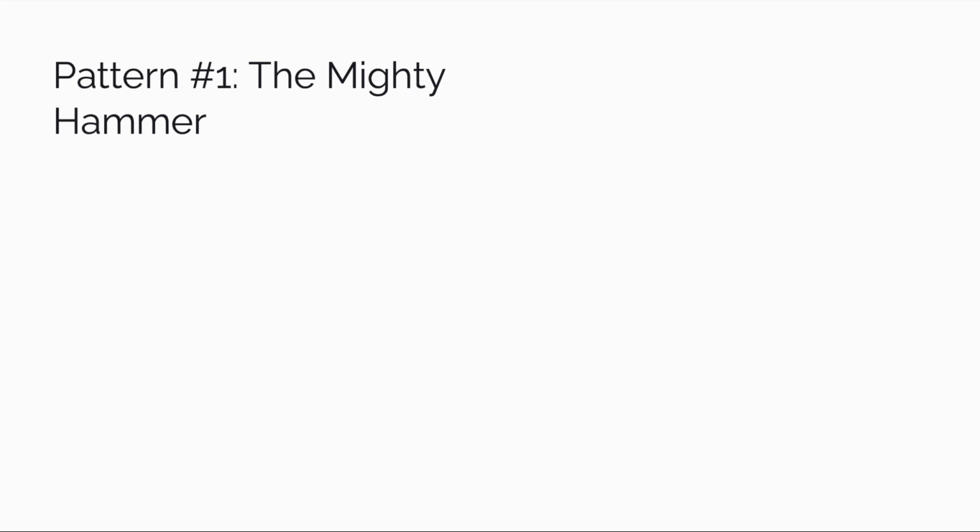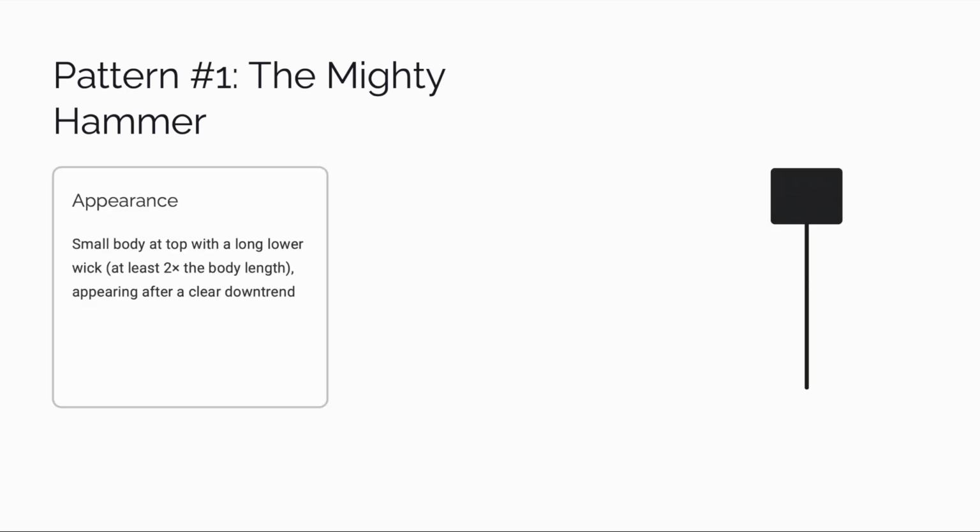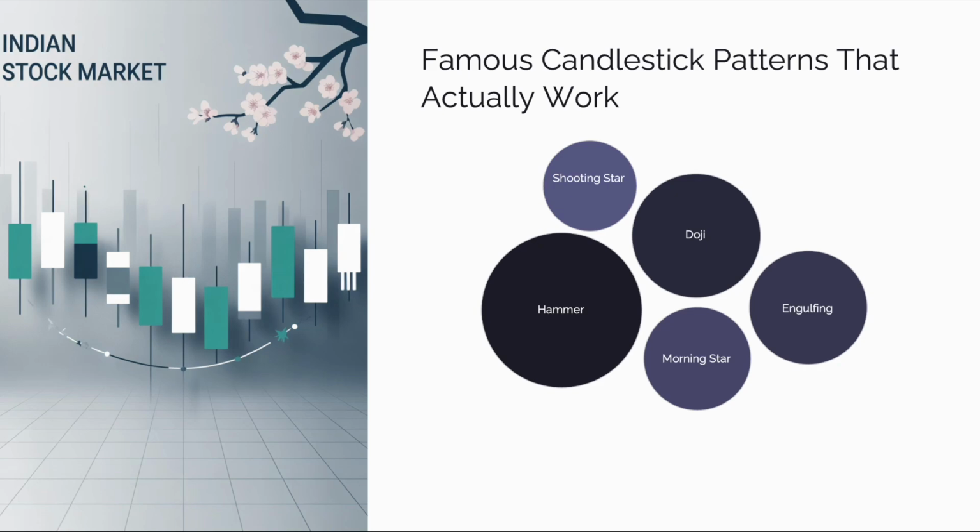So the first pattern in our repository is the hammer. We call it a mighty hammer. How does a hammer look like? A hammer looks like a small body at the top with a long lower wick, appearing after a clear downtrend. So the psychology behind forming this pattern and how this pattern is useful is as follows.